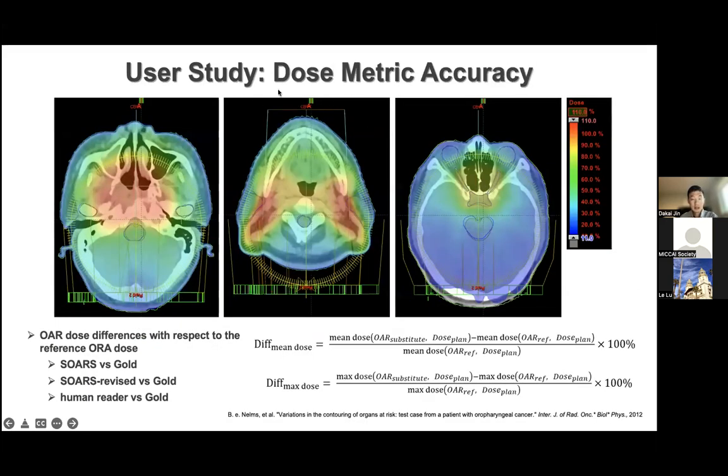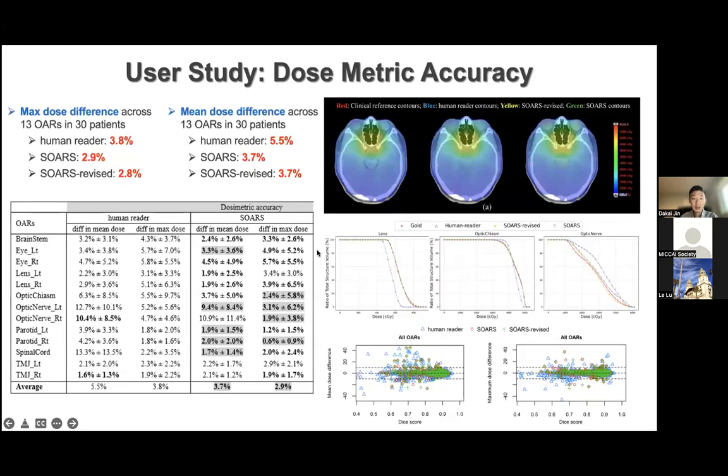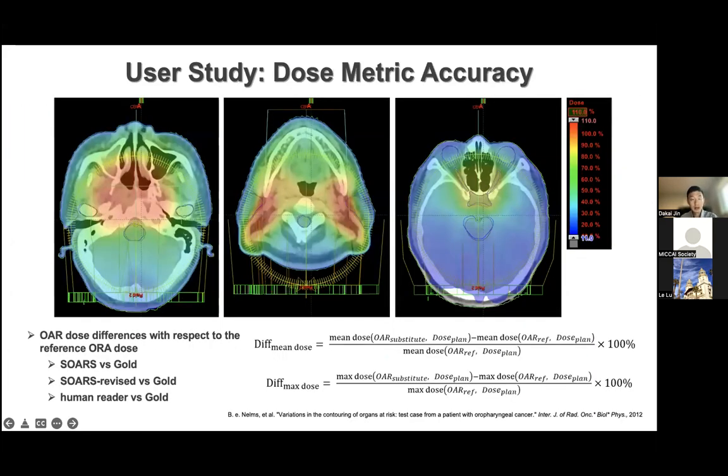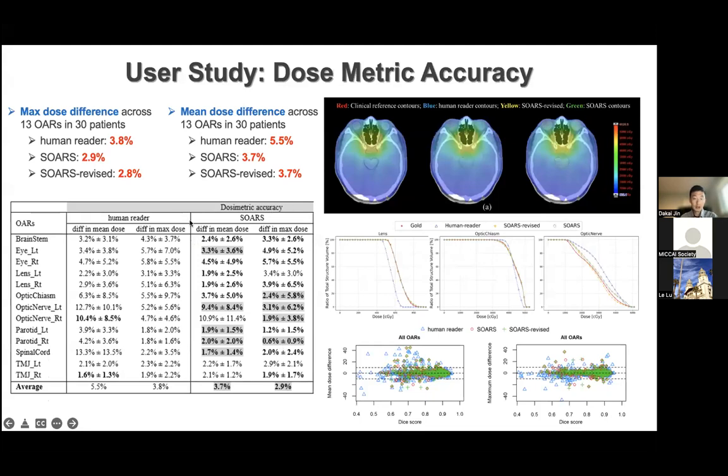Next is a user study on the dosimetric accuracy. Not only did they evaluate the segmentation accuracy, they further examined what the contours or segmented results bring when you overlap them on the dose maps of the existing plans. We follow the mean dose differences and max dose difference in the Red Journal works and compare the dose accuracy from the source model, the source revised results, and the human reader. The results are summarized in this table.